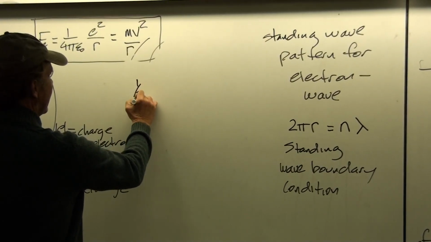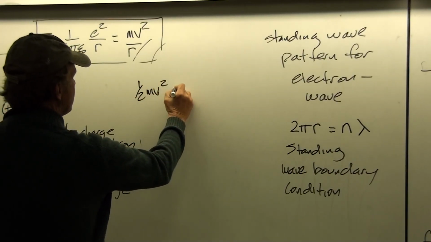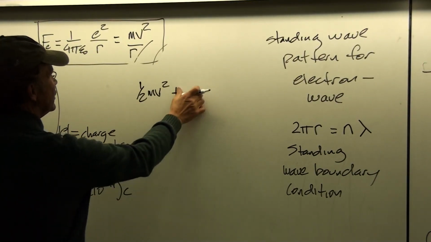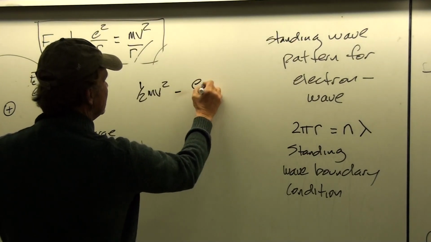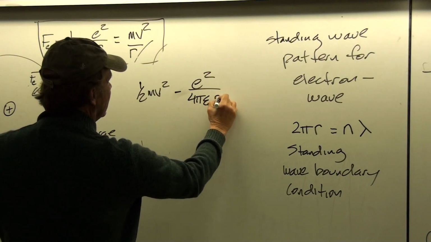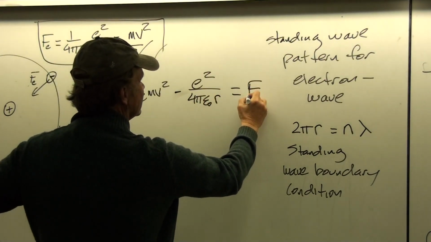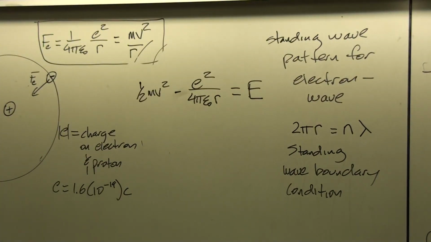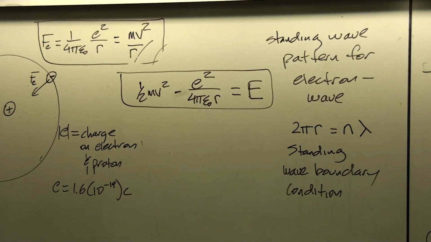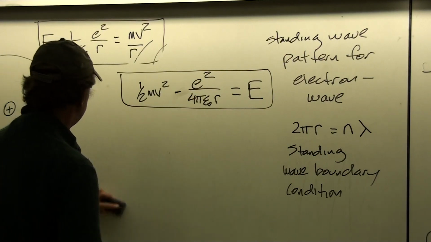You can say that 1/2 mv squared plus our potential energy, which in this case is going to be minus e squared divided by 4 pi epsilon naught r, has to equal our total energy. And so if we take these three equations and do some manipulations to them, you'll see this in chapter 39 for the details.